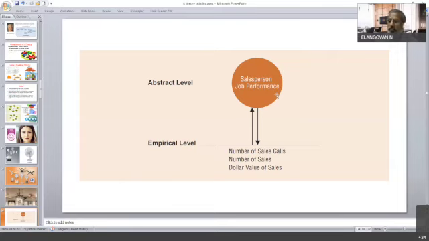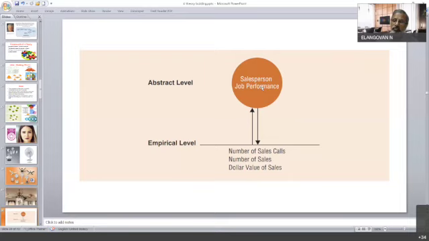But can I measure the job performance? I cannot measure the job performance. If I want to measure the job performance, I need to break it down to the empirical level, the measurement level. So what can be measured? Number of sales calls, number of sales, or value of the sales. These things can be measured. There will be units coming out, numbers coming out. And this becomes the proxy of the measure of the job performance.